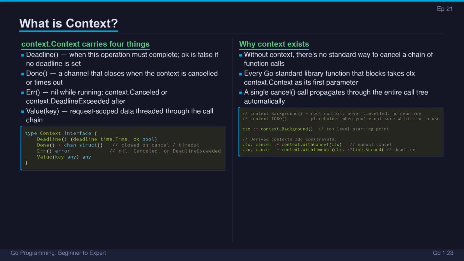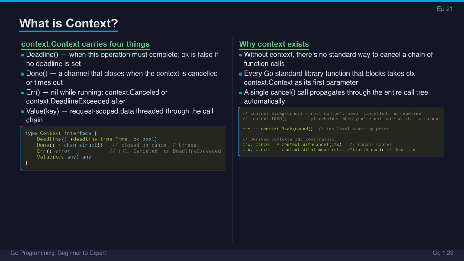The context interface carries 4 things. A deadline, when the operation should be done. A done channel, a channel that closes when the context is canceled or times out. An error, nil while running, then either context.Canceled or context.DeadlineExceeded. And an optional value map for request scope data.